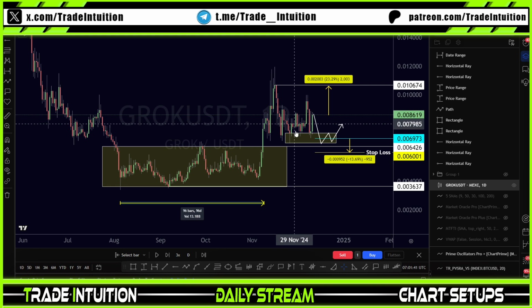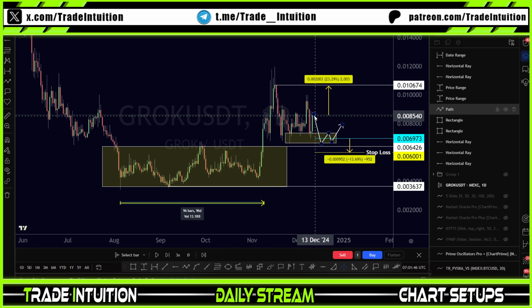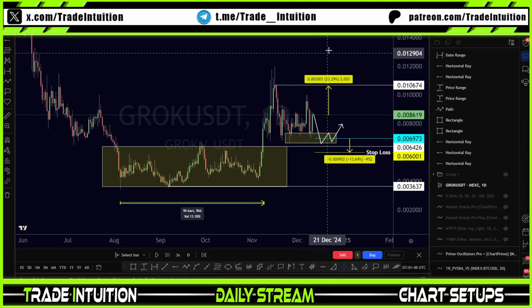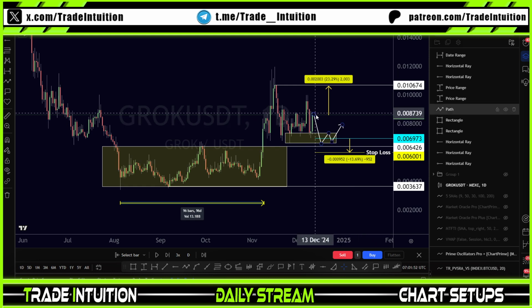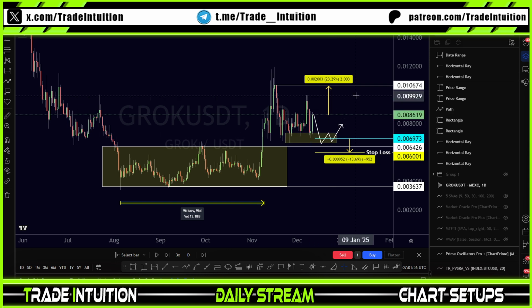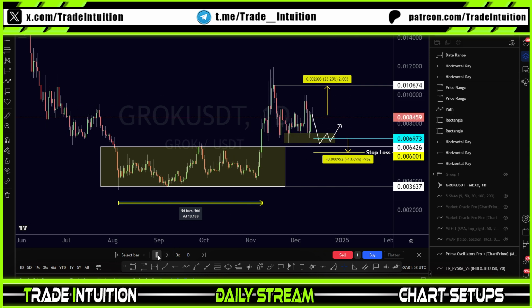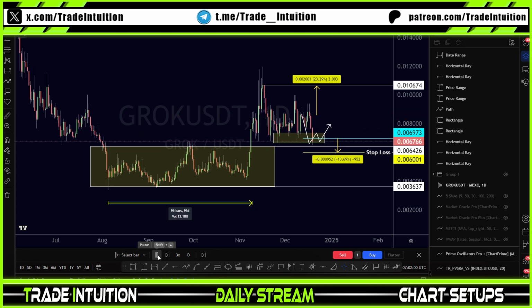And now it's retesting this, which is good. I want to see where it's going to go. Is it going to come up, break this level, find support, then I can enter the trade? Or is it going to come down one more time, get into this box, and then go up? Well, let's find out. Of course, we already know what happened. So right now it's going up.